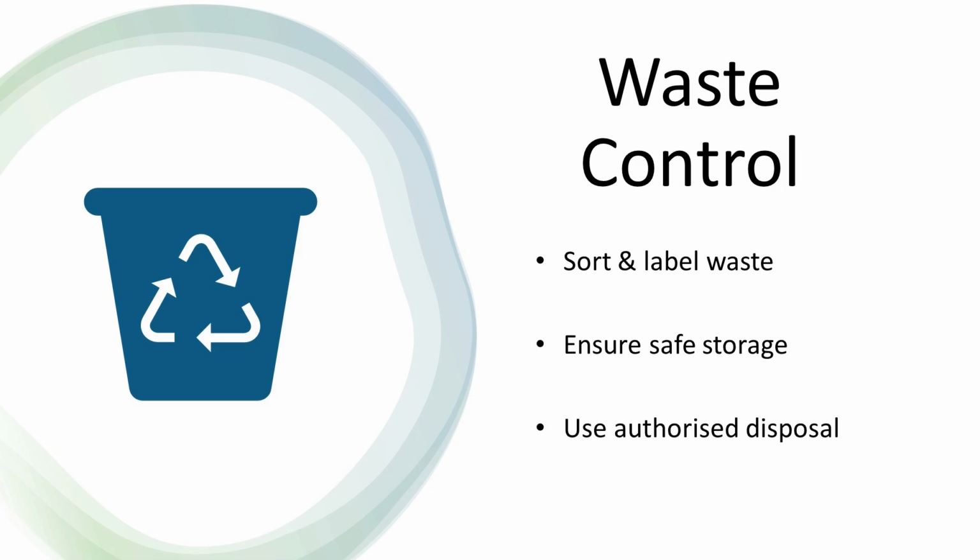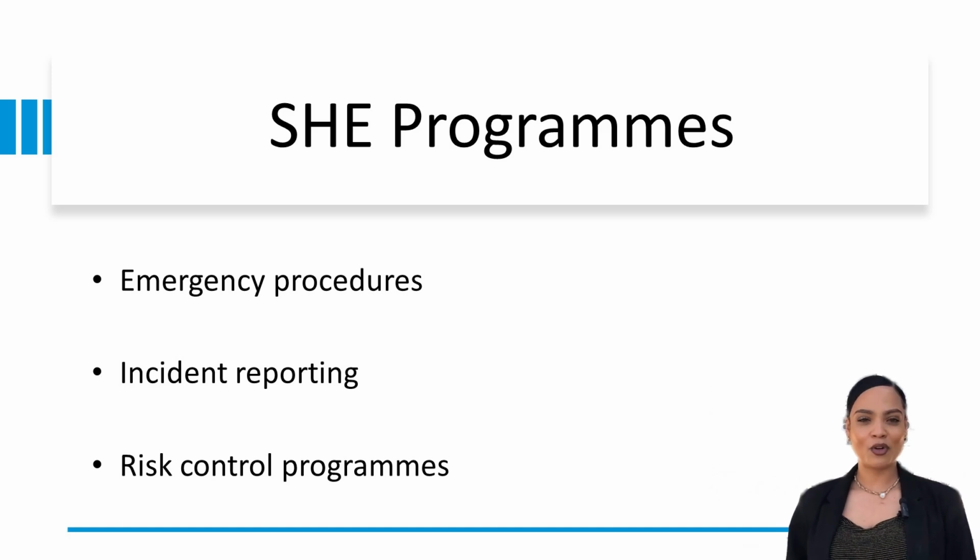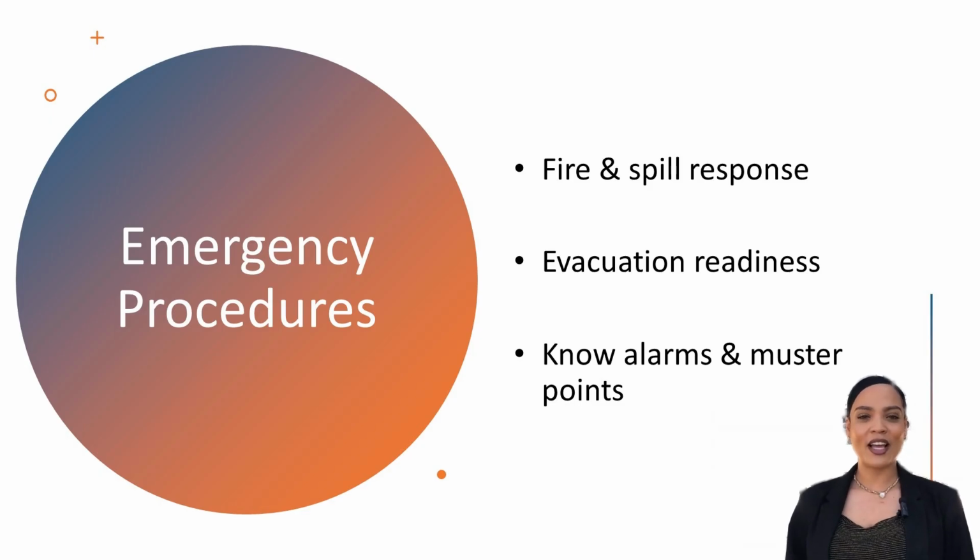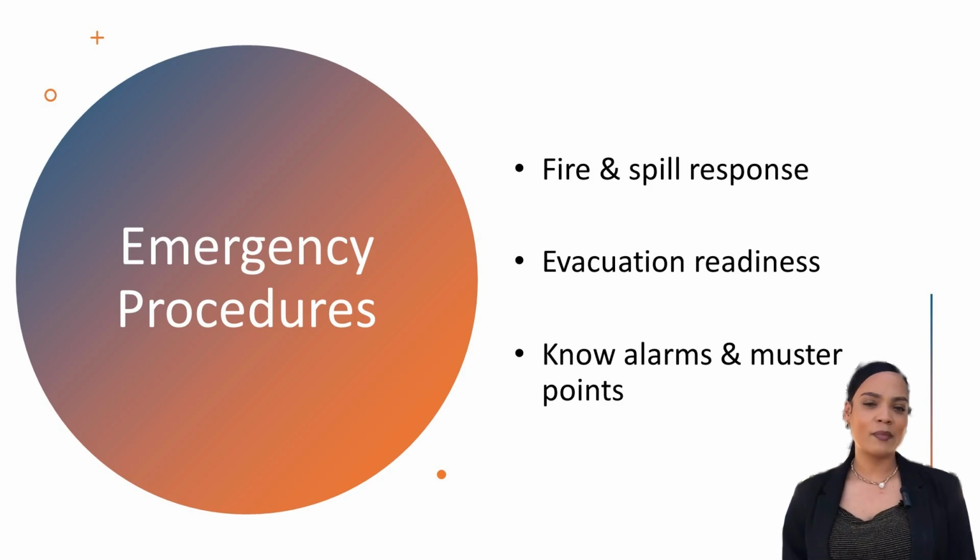Now, let's look at the SHE programs that put these principles into action. SHE programs are structured systems that ensure safety, health, and environmental protection are built into daily operations. Emergency procedures outline what to do during events such as: 1, fires; 2, chemical spills; 3, injuries; 4, evacuations; 5, equipment failure. Supervisors must know emergency routes, alarms, muster points, and responsibilities.